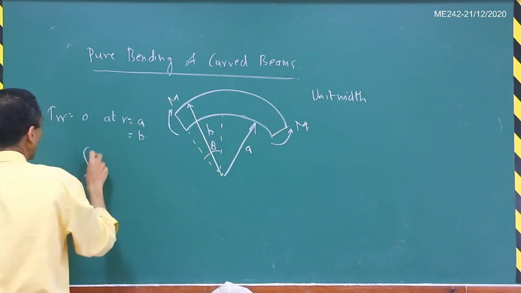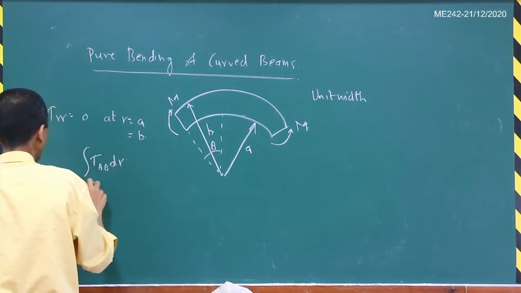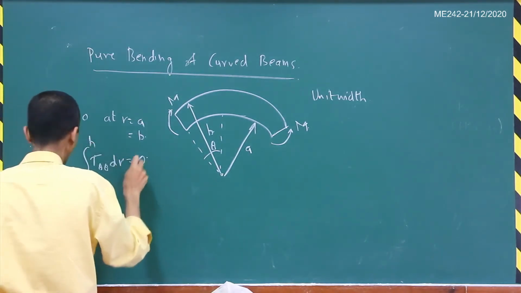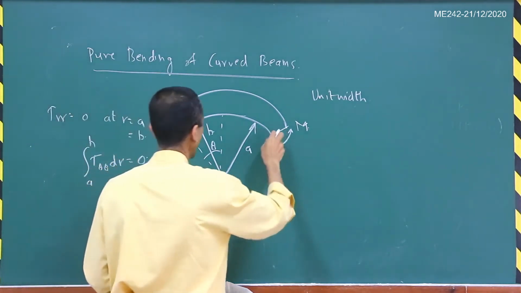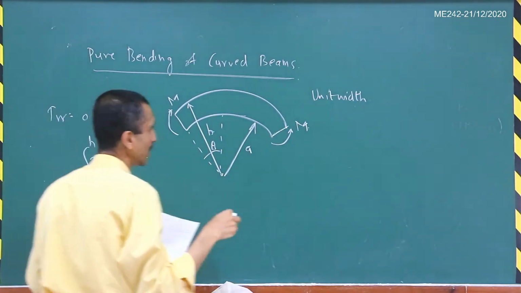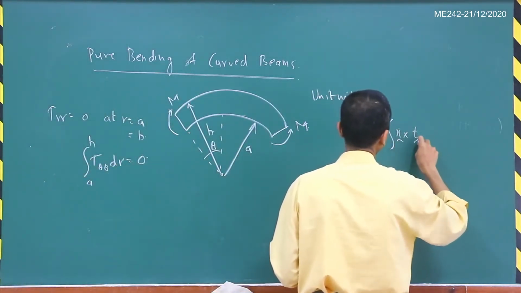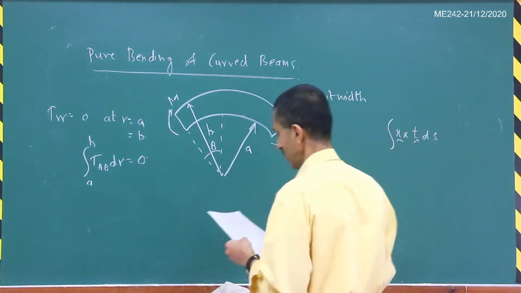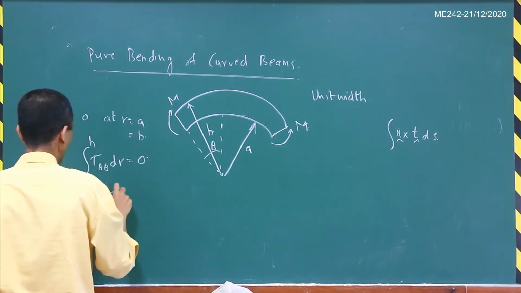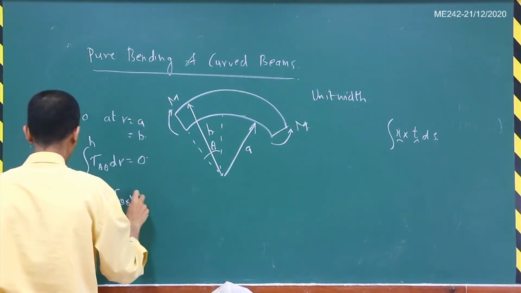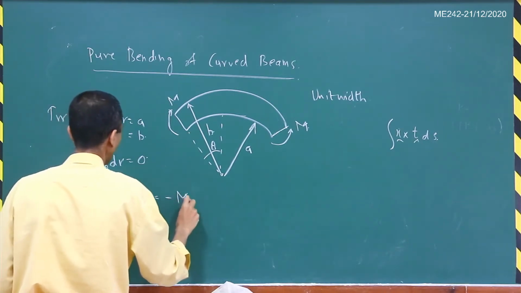So we have that the integral of tau theta theta dr from a to b is equal to 0, and then the bending moment is generated by this x cross t. We have looked at that. If you compute this x cross t ds, that is equal to M. That will turn out to be the integral of tau theta theta times r times dr equal to minus M.